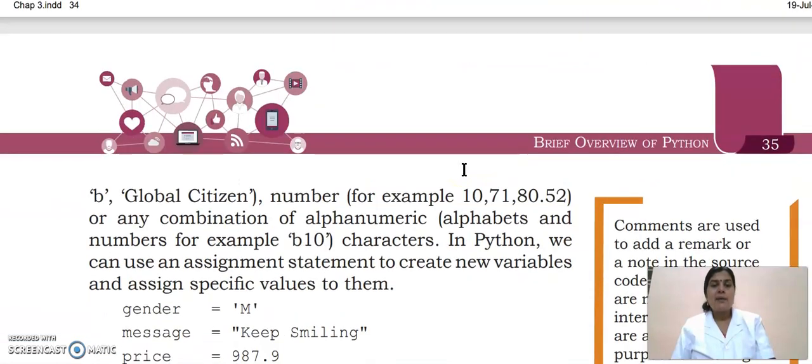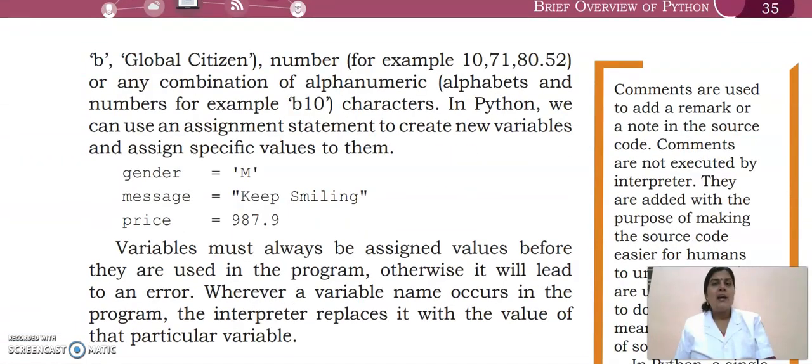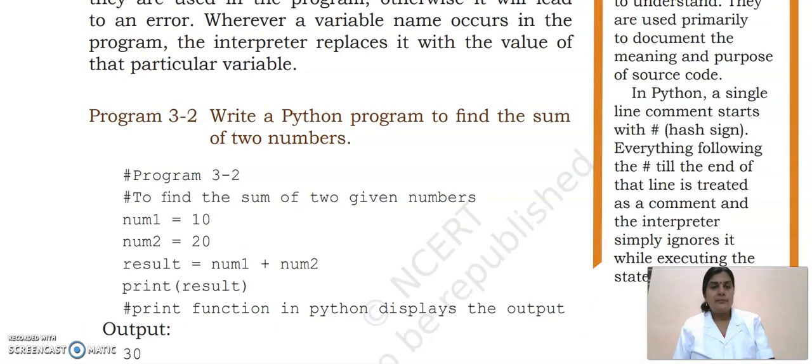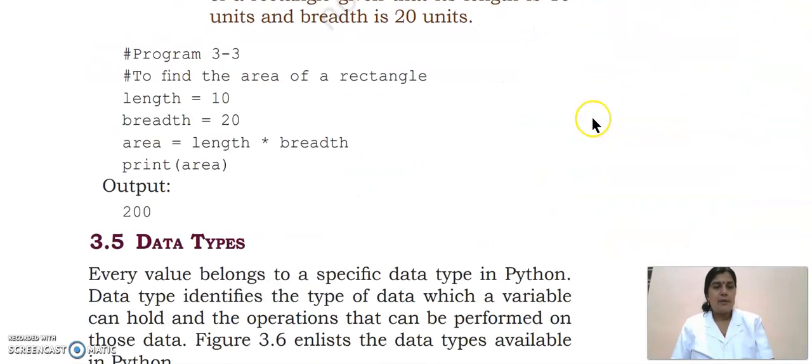Then next is variable. Variable is a type of identifier. By using variable, we can represent data. For example, if you want to represent price equal to 987.9, then this price is a variable name. So by using a variable name, we can represent data. The rules for identifiers are the same for variables also.